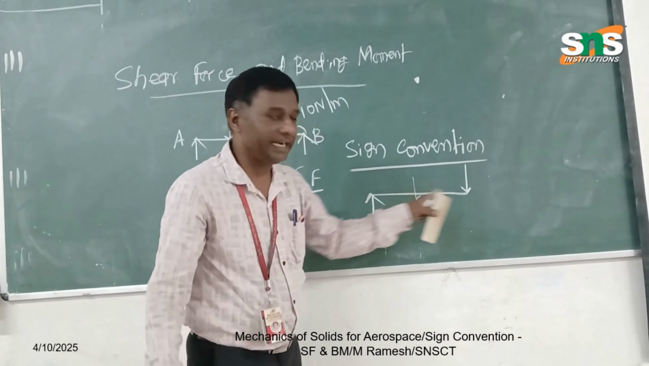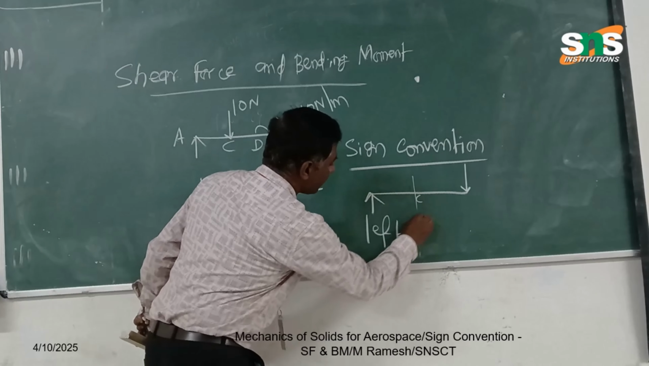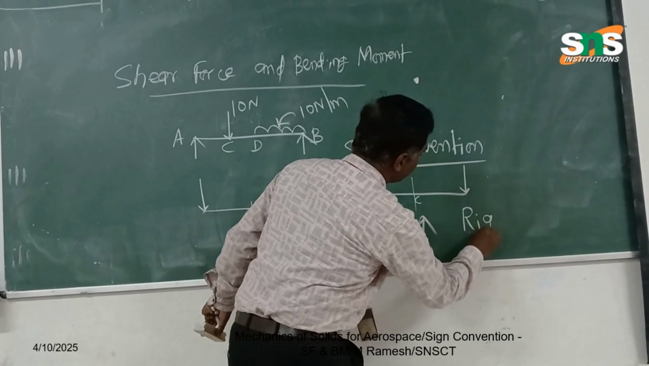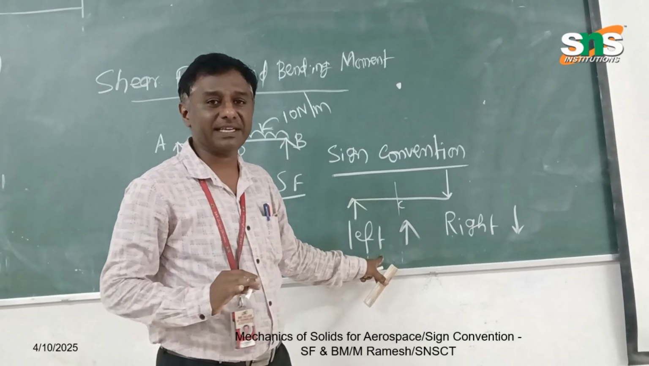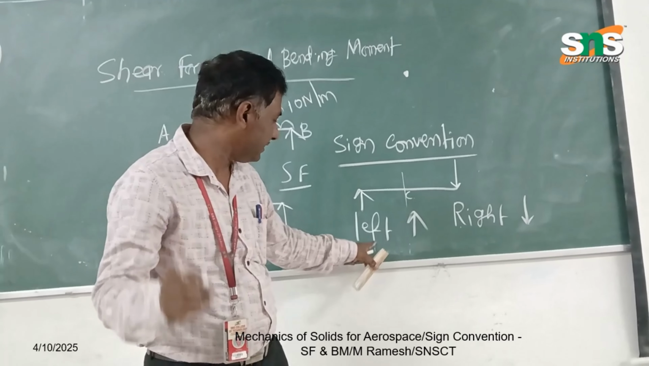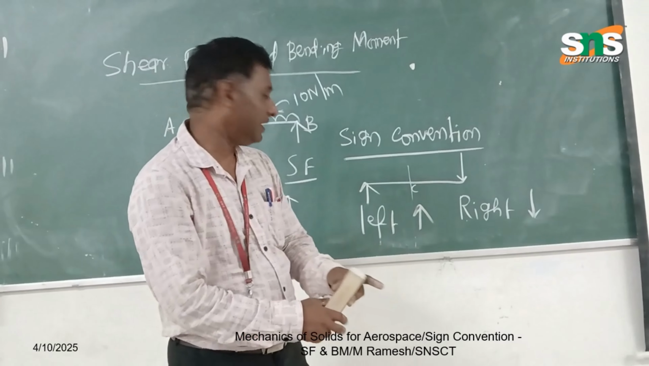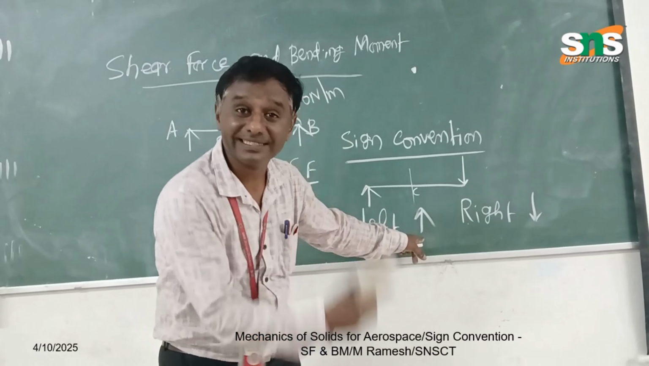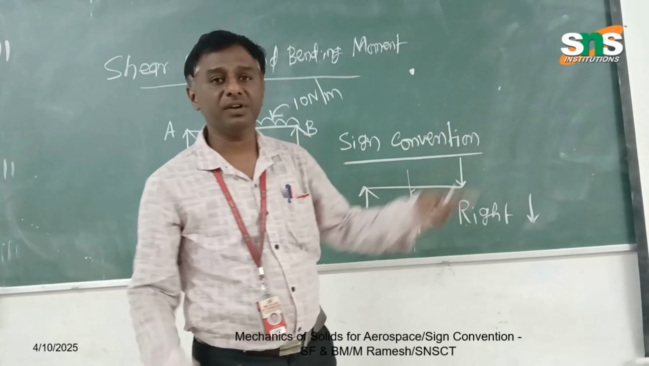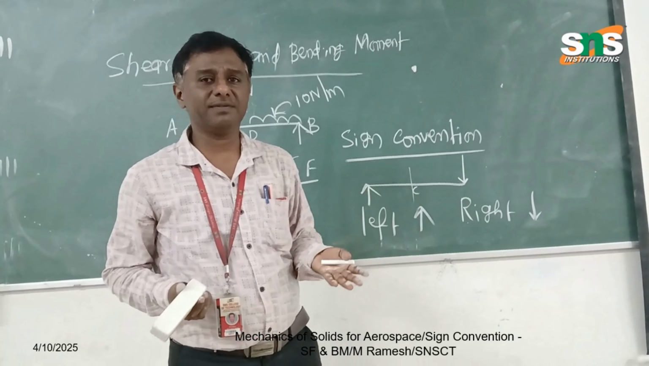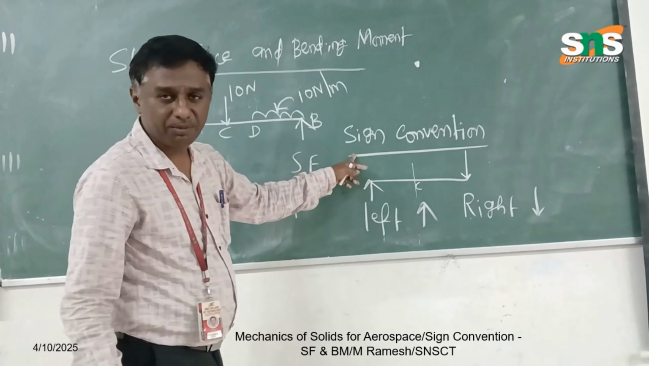Left up, right down. This is for the shear force sign convention. We will keep this as a thumb rule. If it is reversed, left up is positive, left down is negative, right down is positive, right up is negative. So like that we can have the sign convention for shear force. I think you are getting the point.